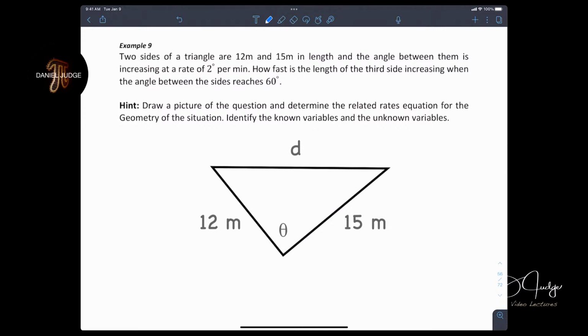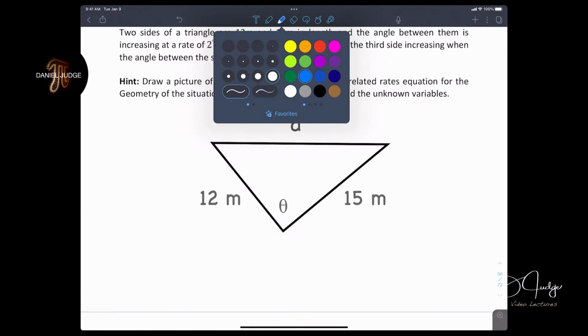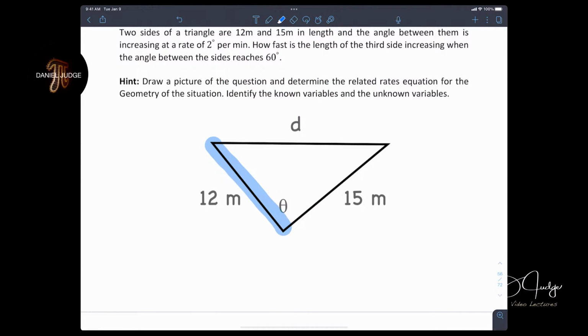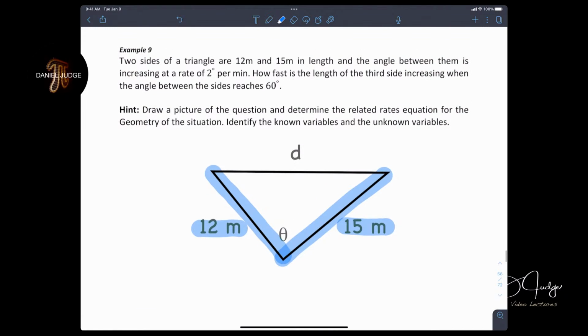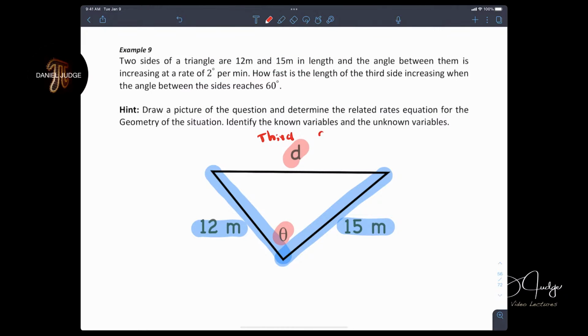And yes, we want to draw a picture of the question, determine the related rates equation for the geometry of the situation. You want to identify the known variables and the unknown variables. So this is kind of simple, and let me remark about this, right? They're telling you that you have two sides here of a triangle. Now, those two sides are fixed. In this question, the sides are not increasing at all. They're constant. What is changing, what varies, is the angle theta and the distance D there, the third side. So this is that third side they're referring to. So this is kind of a nice picture of the question here.